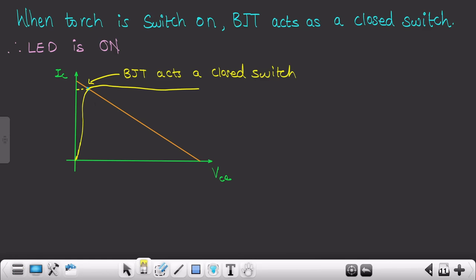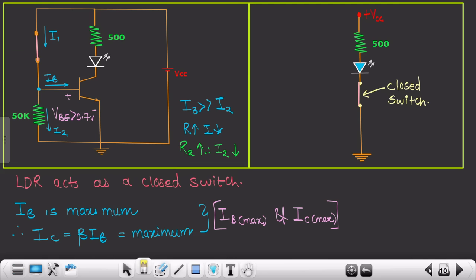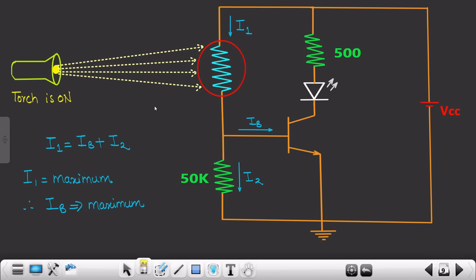I hope you understood this particular circuit and obviously its working. Now try to relate the working of this circuit to operating your smartphone in presence of sunlight. Let's suppose this torch is the sunlight and this circuit is a smartphone. If you are operating your smartphone in presence of sunlight, the sunlight is going to be incident on the sensor present on your smartphone.